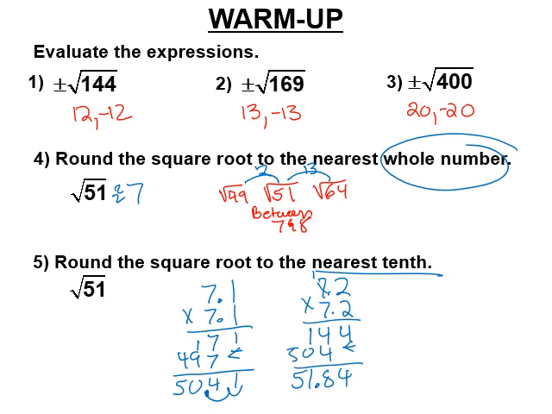That's 51.84. So that's 84 hundredths away. This is only, right, this is 59 hundredths away. 41 hundredths plus 59 hundredths is 100, is 1. So this one is closer. It is approximately 7.1.